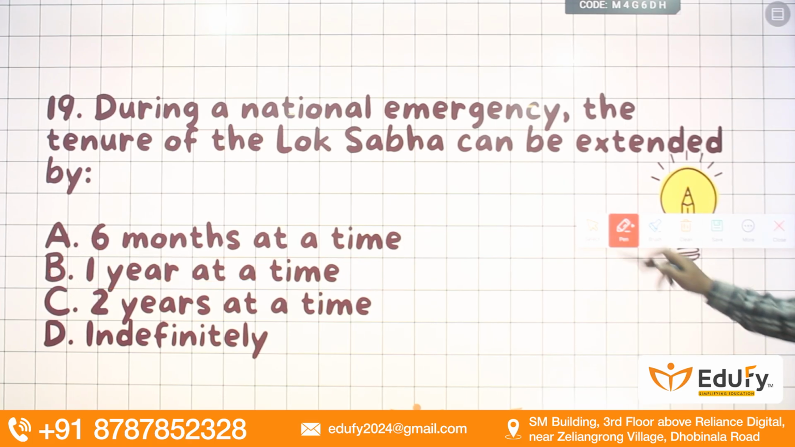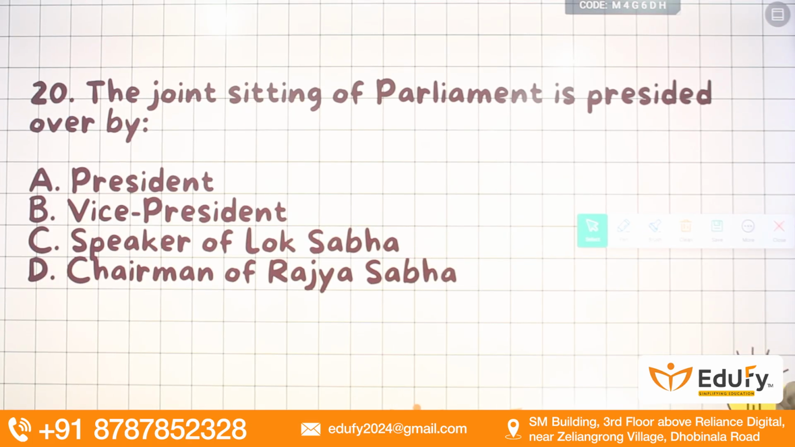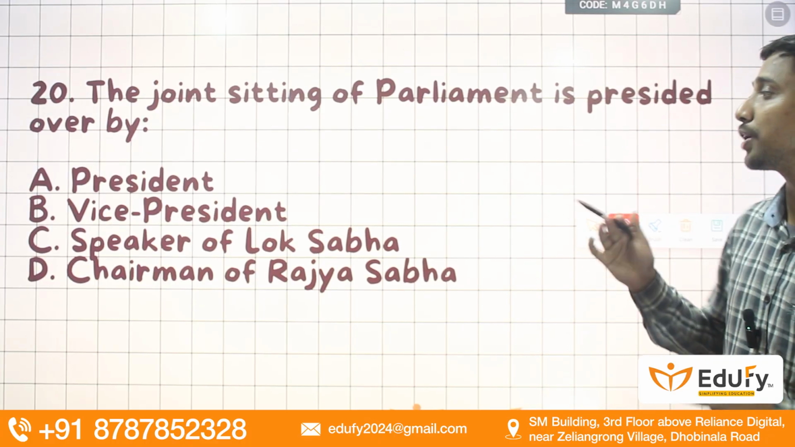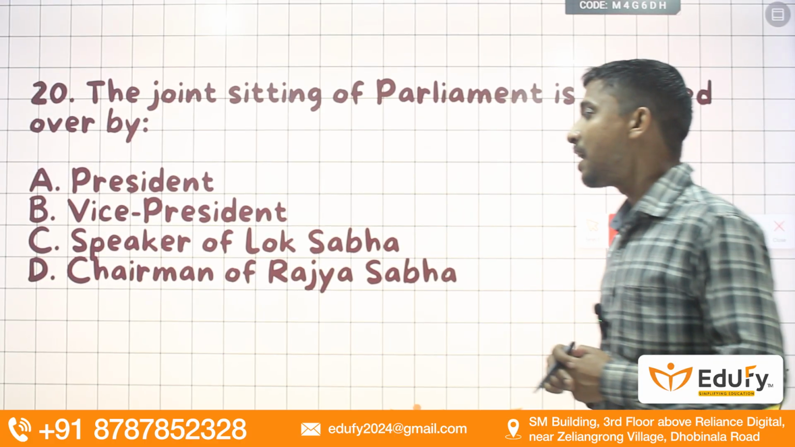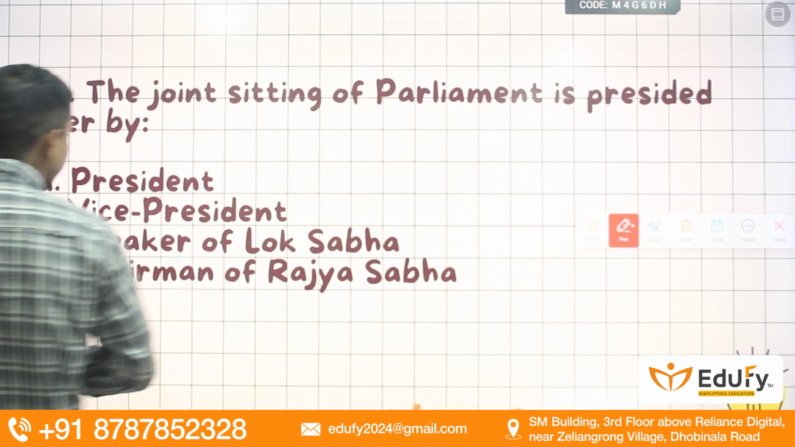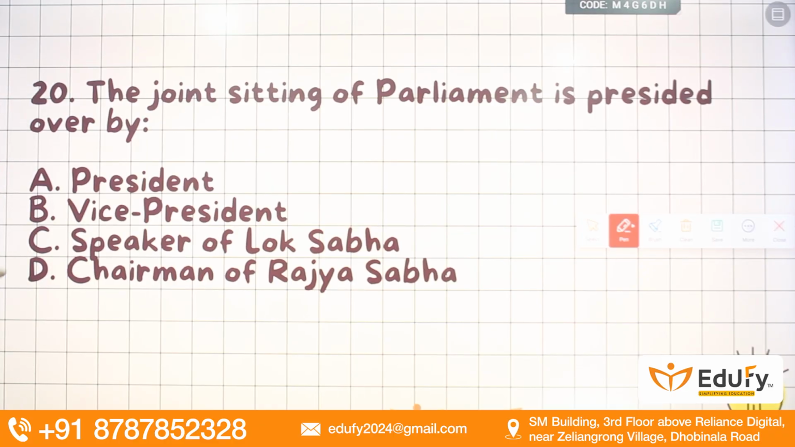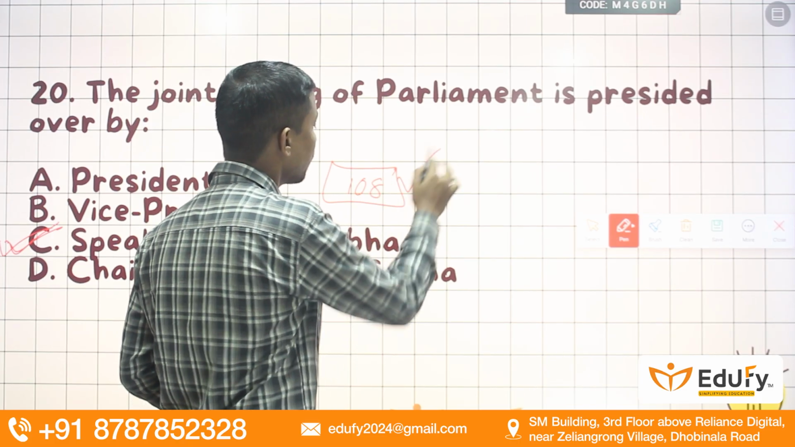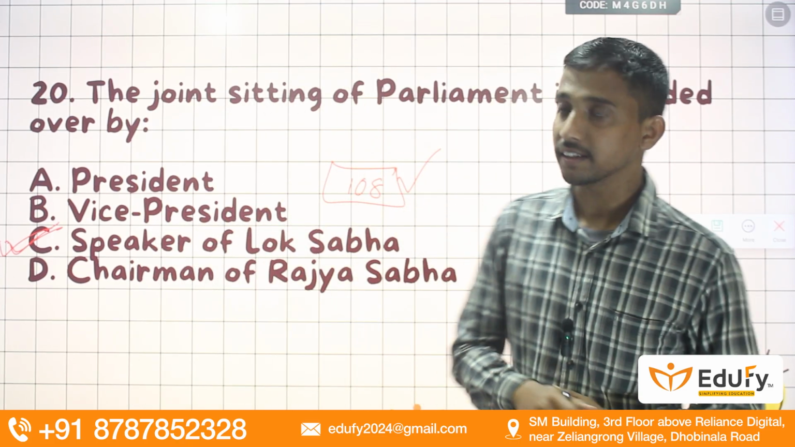Moving towards the next slide, guys, we have the joint sitting of the parliament is presided over by. We have just discussed that the chairperson of the Rajya Sabha is the vice president. The chairperson of the Lok Sabha is the speaker. However, in case of joint sitting, it is always presided over by the Speaker of the Lok Sabha. Article 108 of the Indian Constitution talks about the provision of joint sitting.